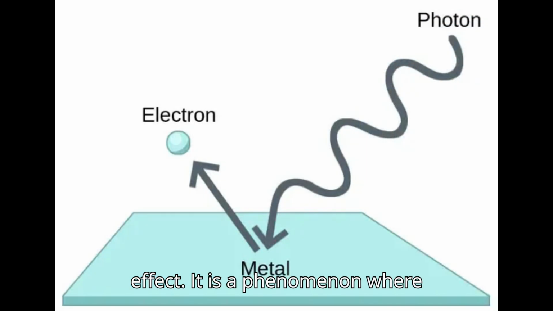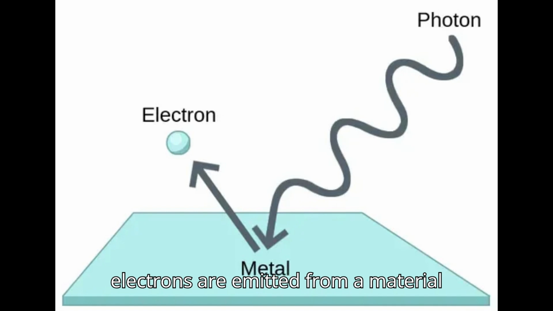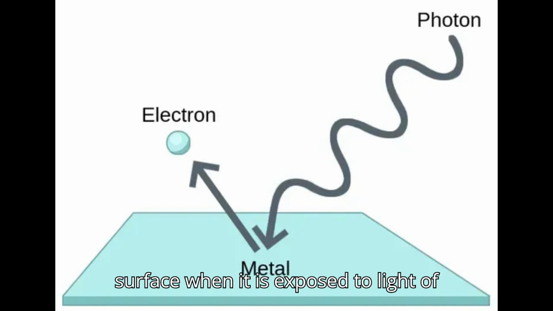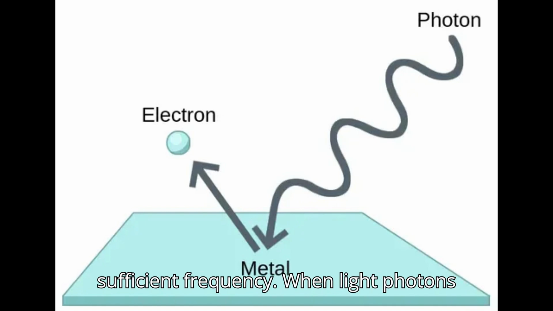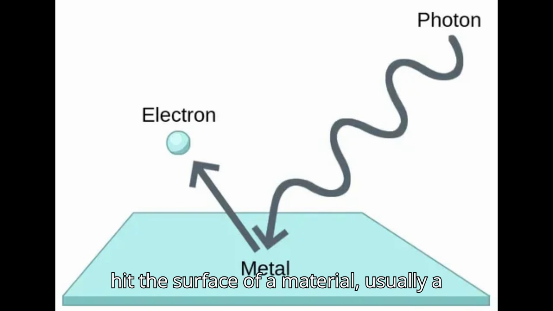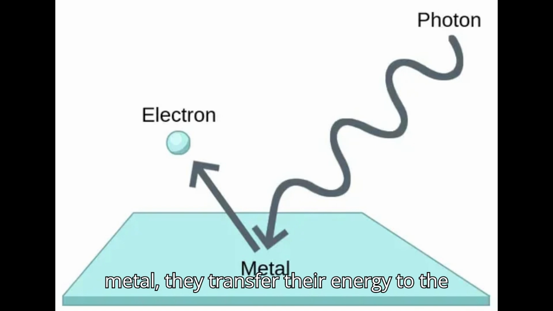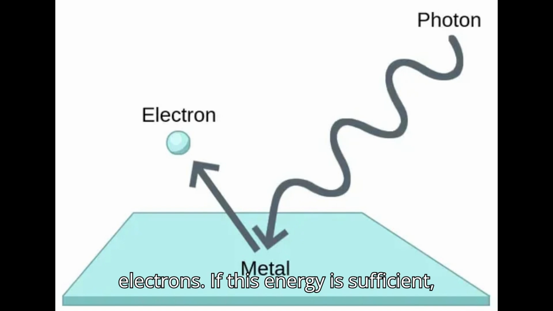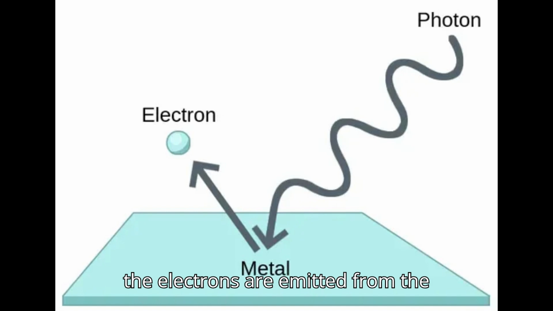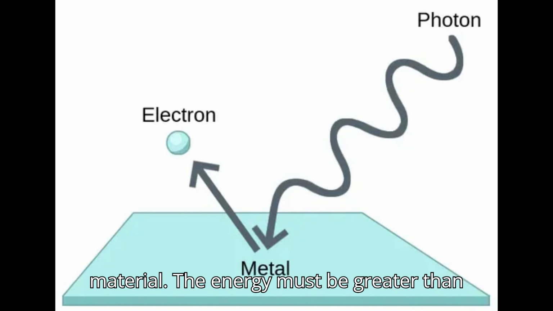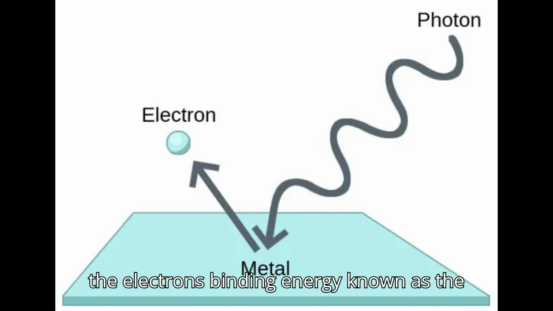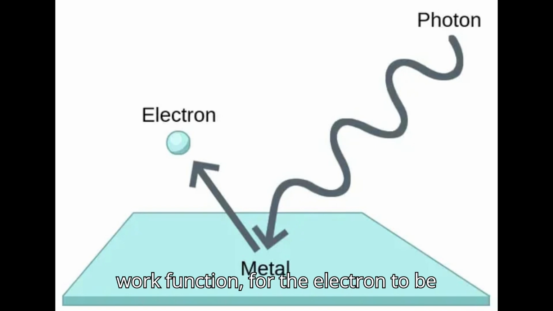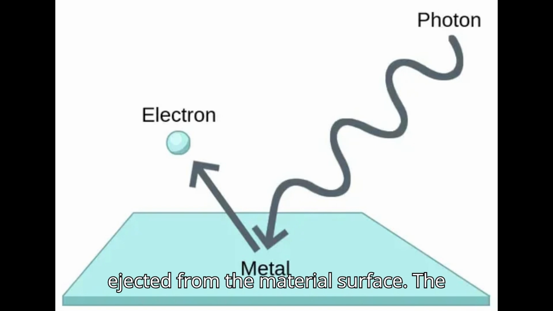Photoelectric effect. It is a phenomenon where electrons are emitted from a material's surface when it is exposed to light of sufficient frequency. When light photons hit the surface of a material, usually a metal, they transfer their energy to the electrons. If this energy is sufficient, the electrons are emitted from the material. The energy must be greater than the electron's binding energy, known as the work function, for the electron to be ejected from the material's surface.